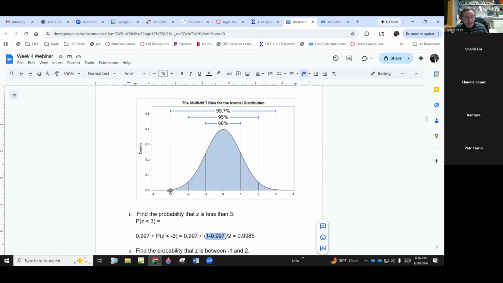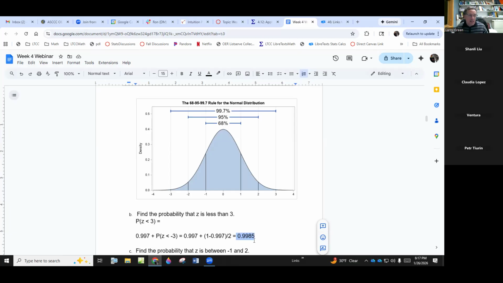But the outside part is to the left of -3 and to the right of 3. Now it's symmetric, so if we divide by 2, we'll get just to the left of -3. So I'm going to look at 1 minus 0.997 divided by 2. And that'll give us that really tiny far left part. Add that to 0.997, and that'll give you the total area. And that is 0.9985. Any questions at all on this example? Any questions?